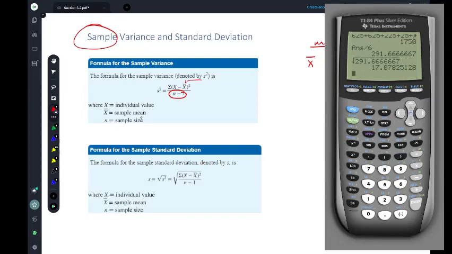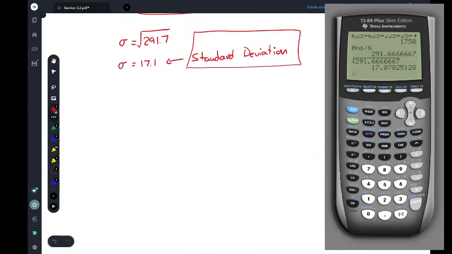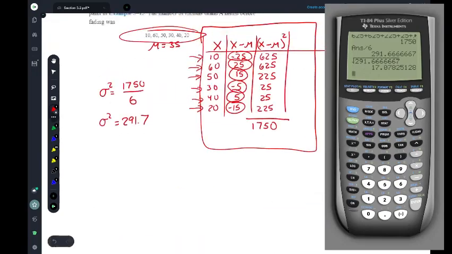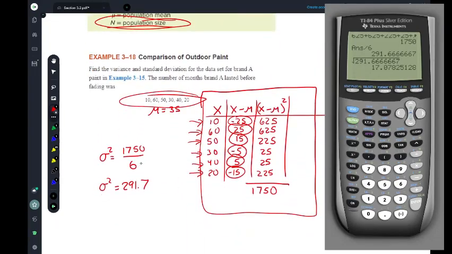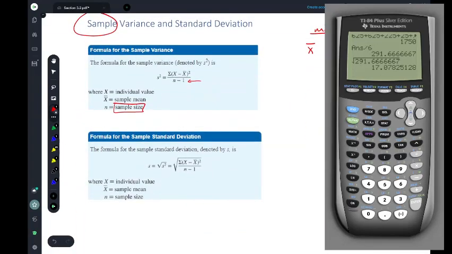That lowercase n is still the same concept of how many data values you have, but when we're dealing with a sample, interestingly enough, we don't divide by our entire sample size. We divide by our sample size minus 1. So up here, if this was a sample, instead of dividing by 6, I would have divided by 6 minus 1, which is 5. So that does adjust your variance and standard deviation slightly.